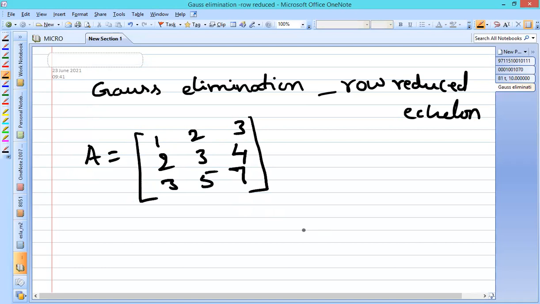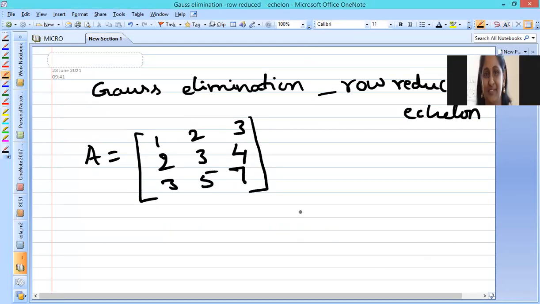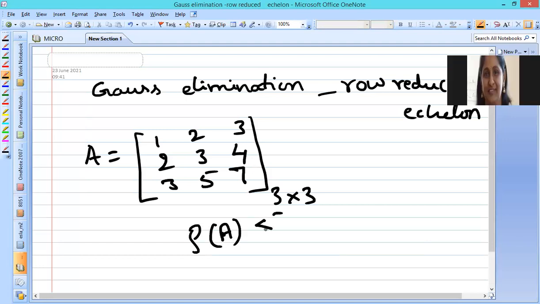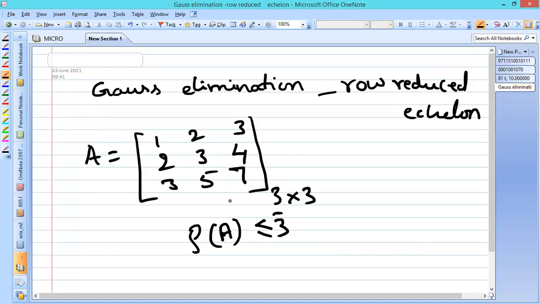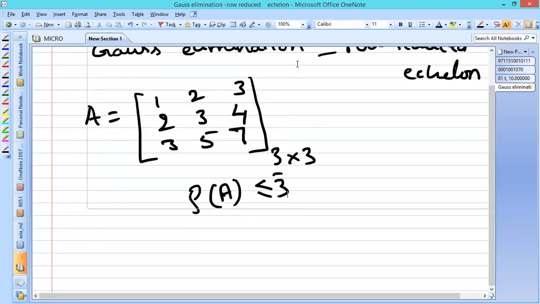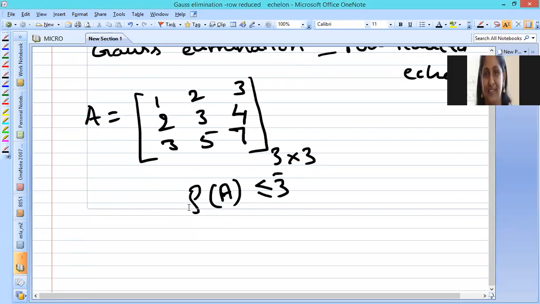Whatever matrix has been given, here it is of the order 3 cross 3. So the rank of this matrix should be less than or equal to 3. When you have 3 rows, obviously you will have 3 unknown variables. So the rank of matrix A should be less than or equal to 3. Now we are going to transform this matrix A into the row echelon form using some elementary transformations.